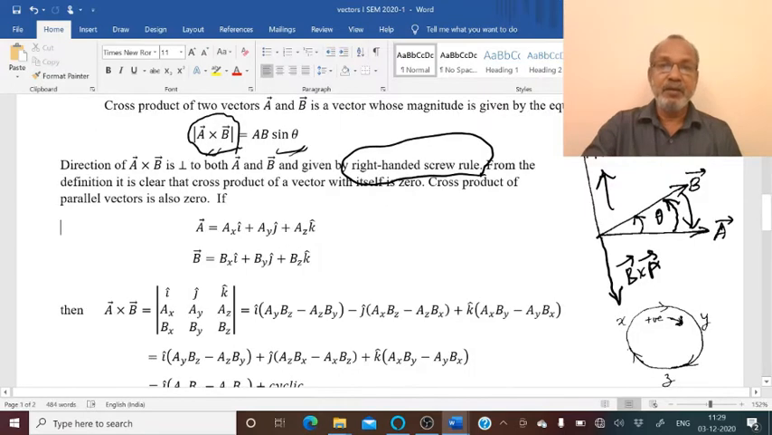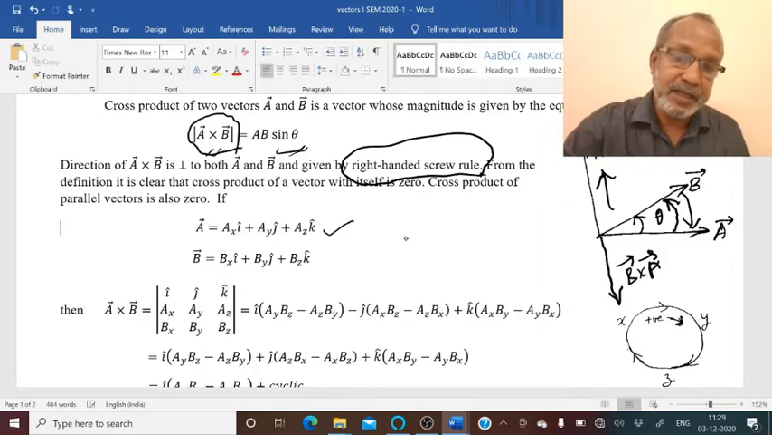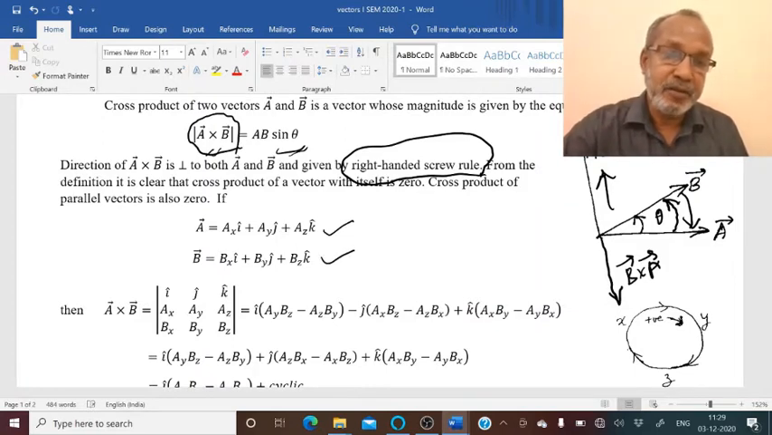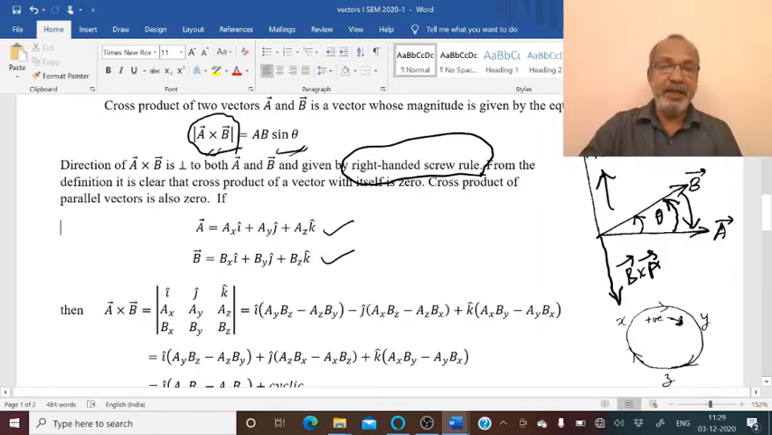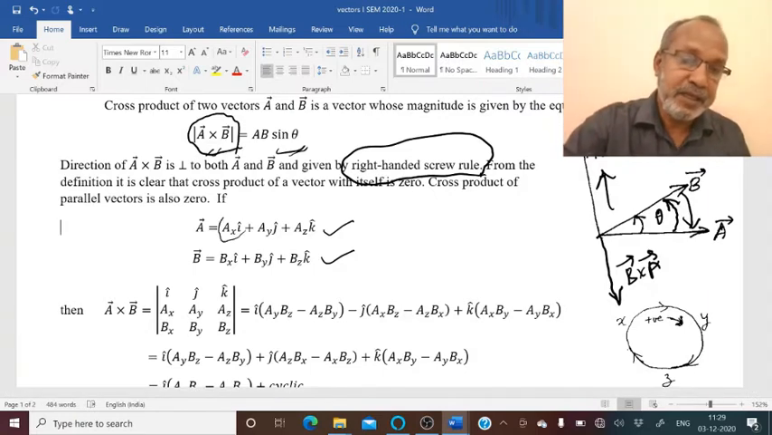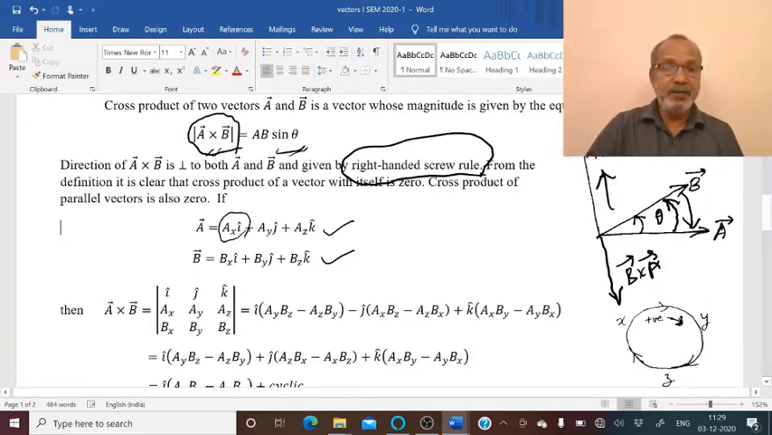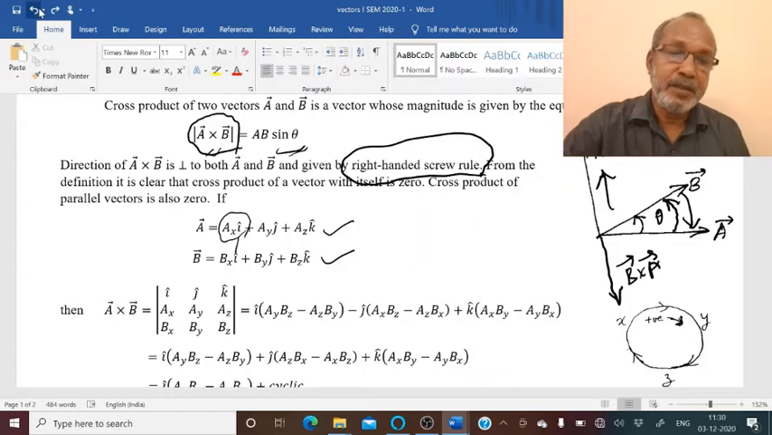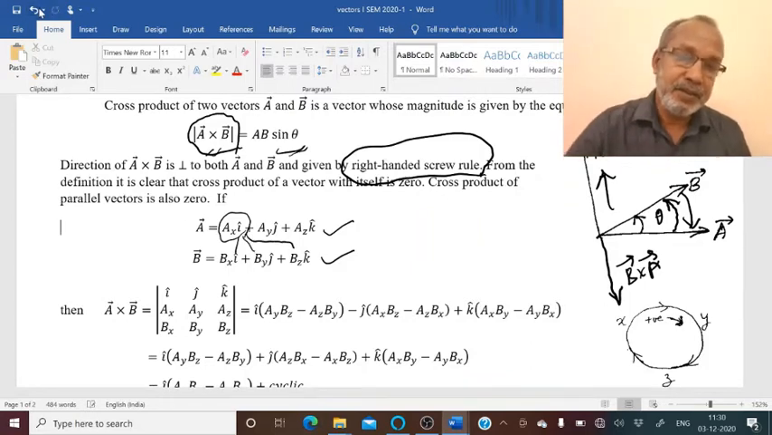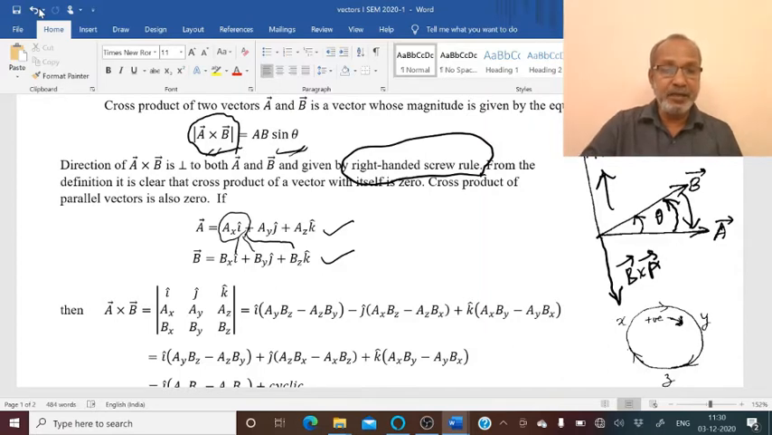Now if you are writing A and B in terms of i j k vectors like this, and if you take A cross B, then there will be 9 terms, because each term of the first vector is multiplied by 3 terms of the second vector. So these are the 3 terms. So totally 9 terms will be there.